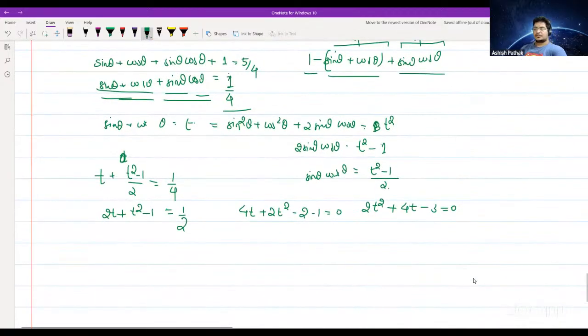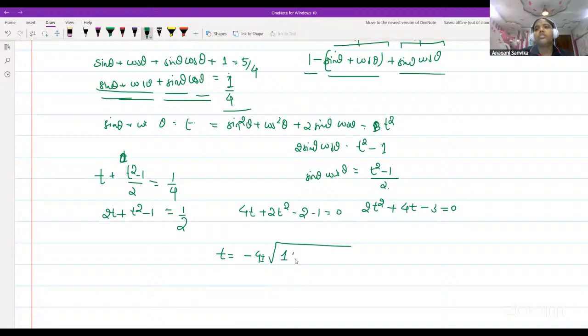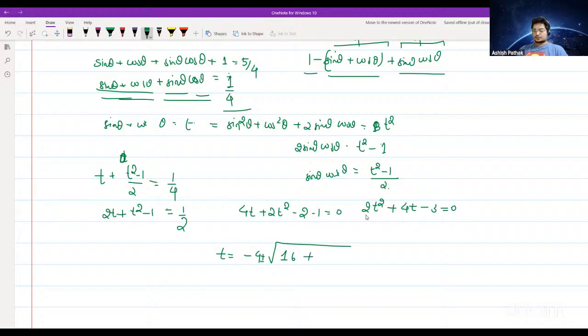What will you write? You will write t equal to minus 4 plus minus square root of b square minus 4ac. So you will get 2 fours are 8, 8 threes are 24, divided by 2 fours are 8. So you will get minus 4 plus minus the square root of 16 plus 24, which will become 40. 40 means you can write it as 2 root 10 divided by 8.